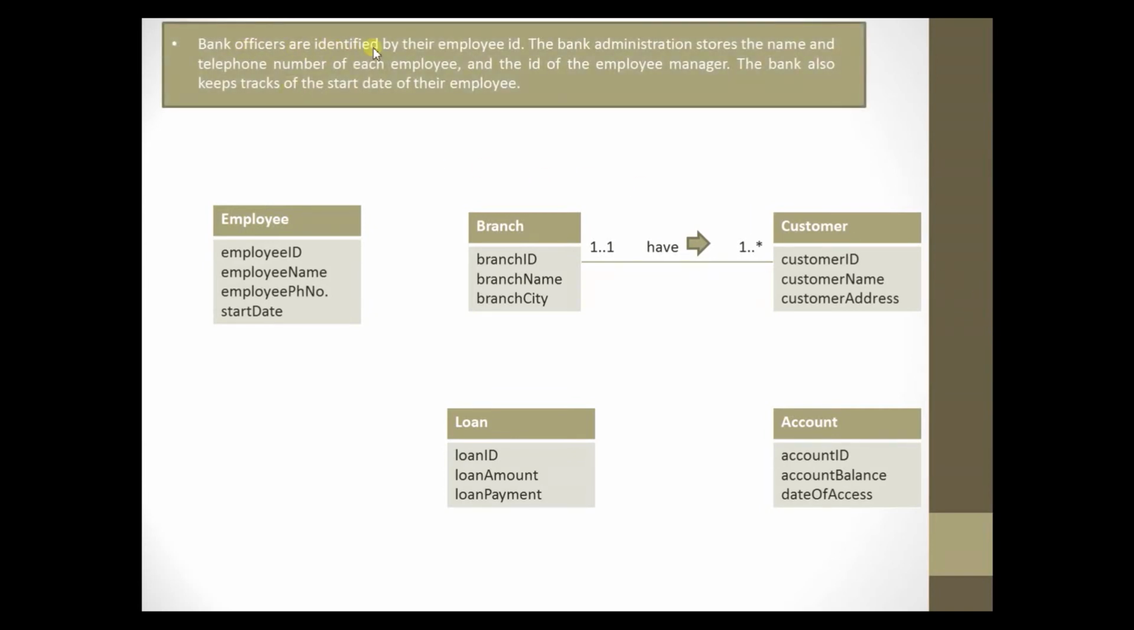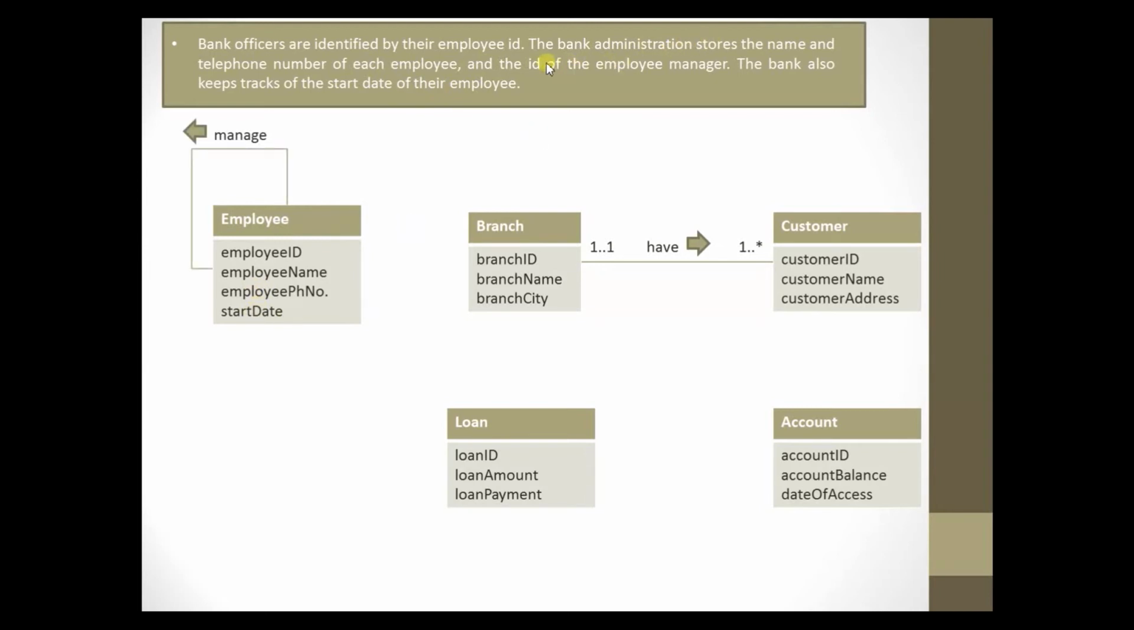Bank officers are identified by their employee ID. The bank administration stores the name and telephone of each employee, and the name, telephone, and ID of the employee's manager. The bank also keeps track of the start date of each employee.